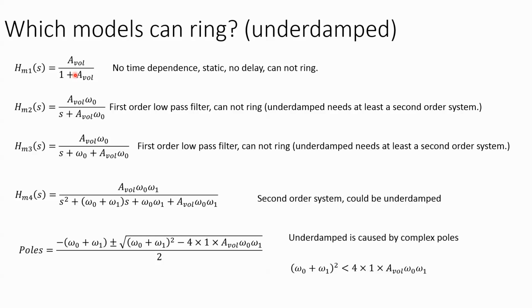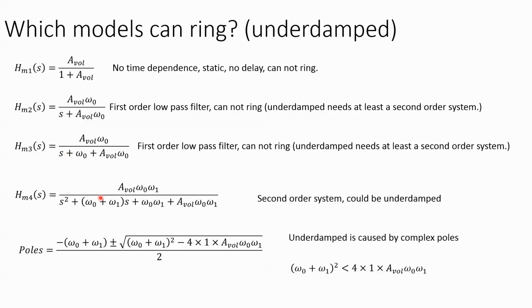V out is just going to be equal to V in instantaneously, right? It transfers whatever it is instantaneously. So there's no time dependence, it's static, it can't ring. And here we have a first order. First orders can't ring. In order to ring, you have to have a second order with complex poles. So the first three can't ring.